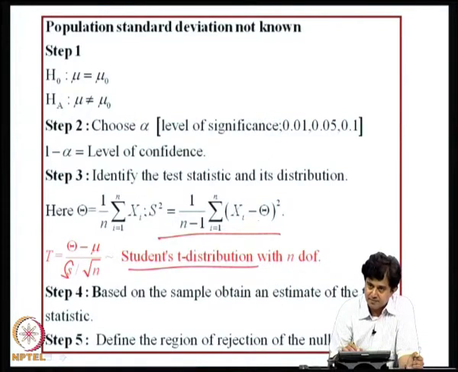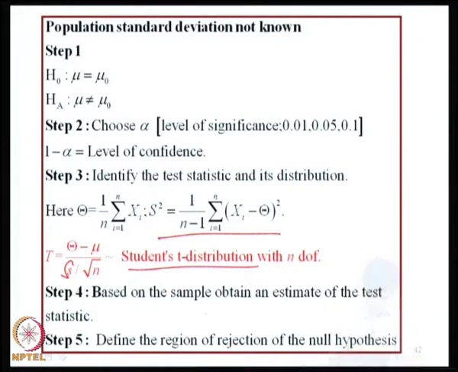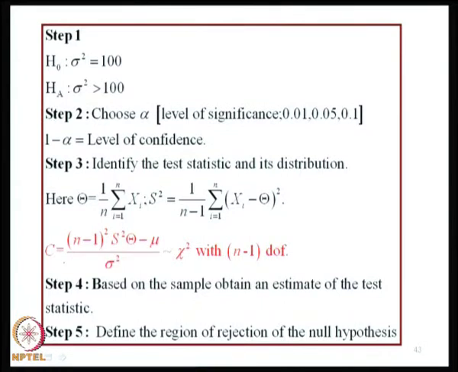I define capital T as theta minus mu divided by S over square root n, where this S is the sample standard deviation. Now, based on the sample, obtain the estimate of the test statistic. So, I have to get the value of T from the observed value of theta and S, and we have to define a region of rejection of the null hypothesis again based on the T distribution. This is tedious, but it can be done.